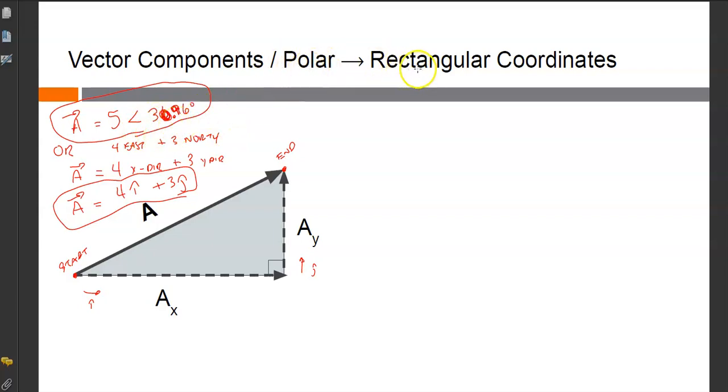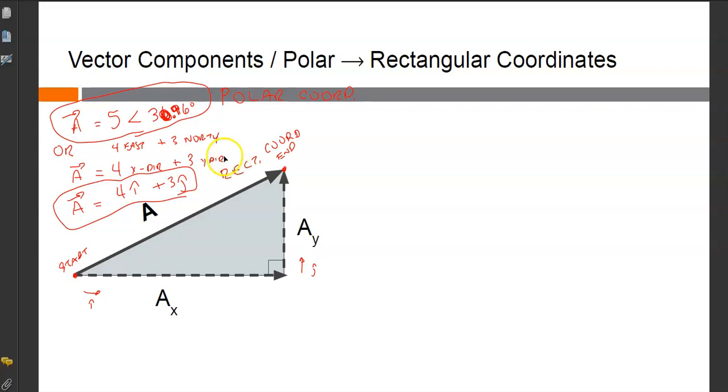These polar and rectangular coordinates reference two different ways to write these things. This would be polar coordinates in the first example up there, and this would be rectangular coordinates down here. All right, so that is what we're trying to do with that.